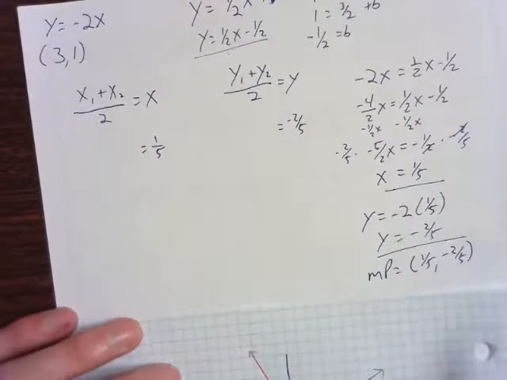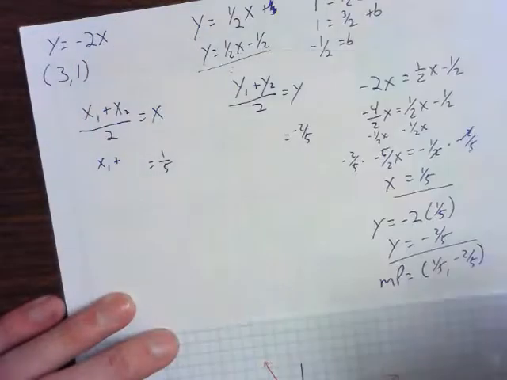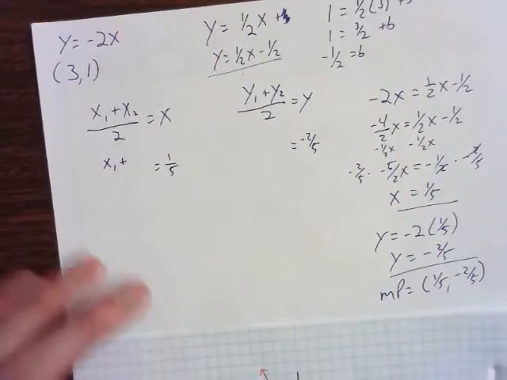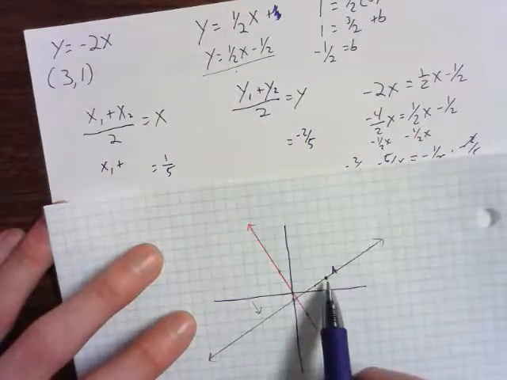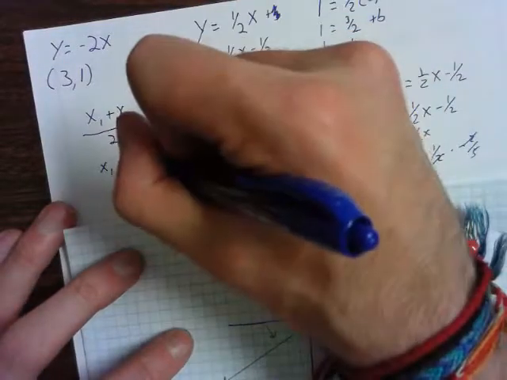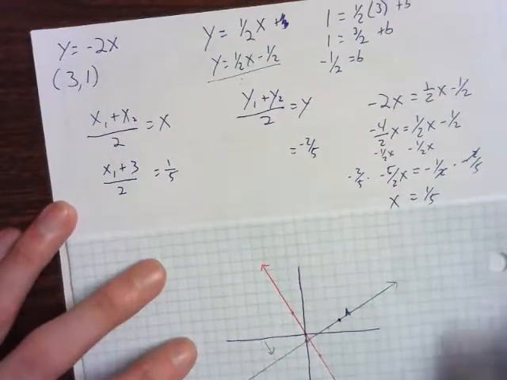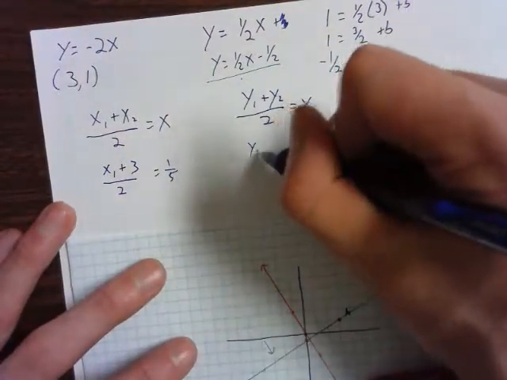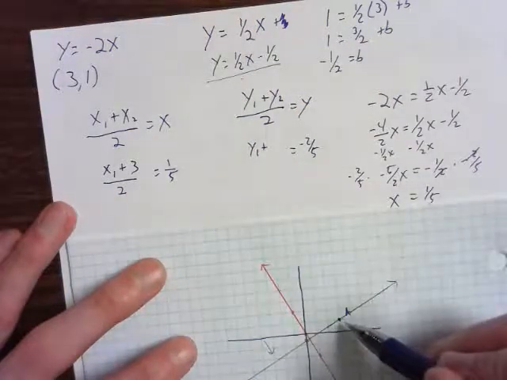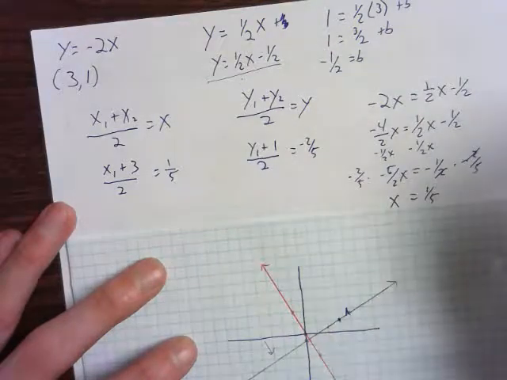Okay, I don't know my x1. That's what I'm trying to find, so I'll leave that there. So I have x1 plus my x2. And remember, my x2 is this point right here, which is my 3, 1. So my x coordinate would be a 3, and that is all over 2. Okay, and then over here, I just have my y1 plus my y coordinate, which is a 1 over 2.